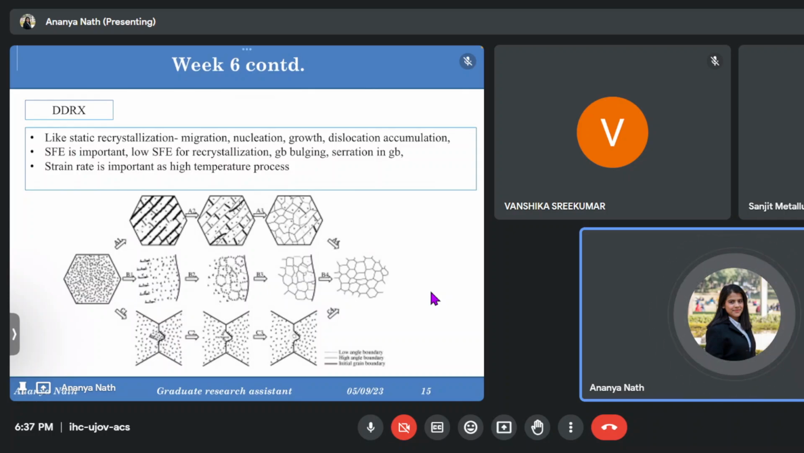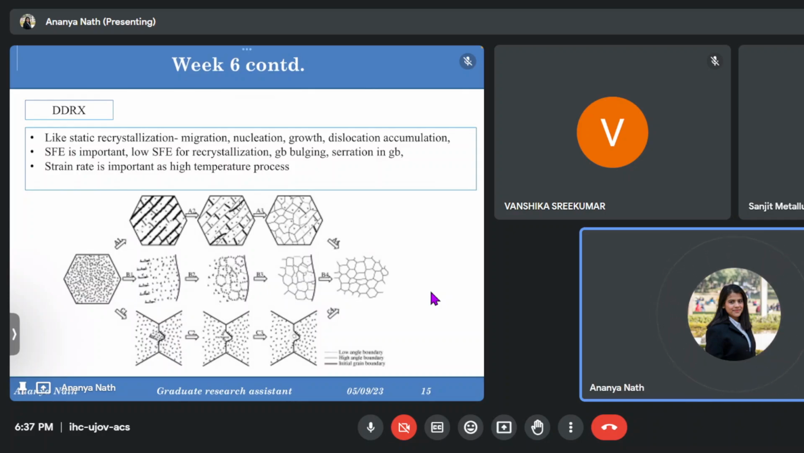So for static, what was happening is, after the cold working, we were keeping the material at some elevated temperature, and due to cold working a lot of dislocations were formed inside the material. Due to the higher temperature and for a particular time, the dislocations were arranging themselves in a low energy configuration to get a stabilized form. It's nothing more than that. So here in this picture you'll see there are some low angle boundary, high angle boundary, and the initial grain boundary.